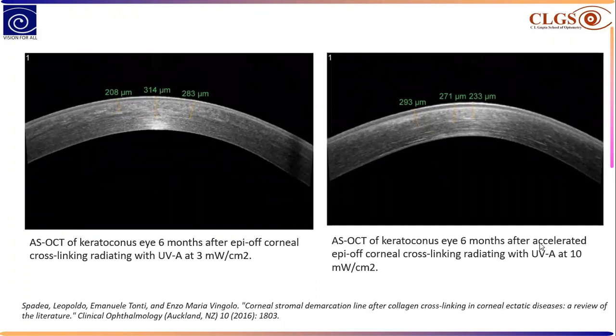Thank you. Sir, I have a question. Yes. Sir, if we are putting riboflavin drops through the stromal layer, it will go into the endothelium through the intercellular space. It will cause some problem in the endothelium. No, it will not go into the endothelium because of Bowman's and Descemet's layer. So it will not penetrate there.